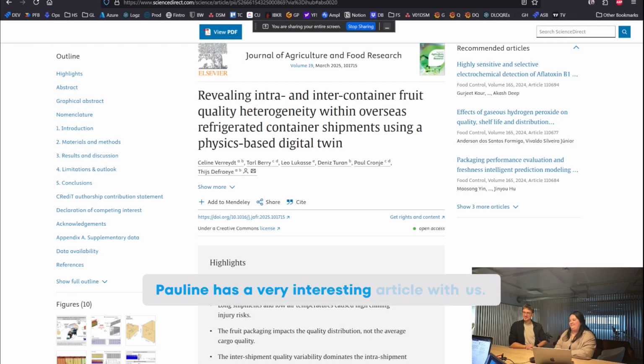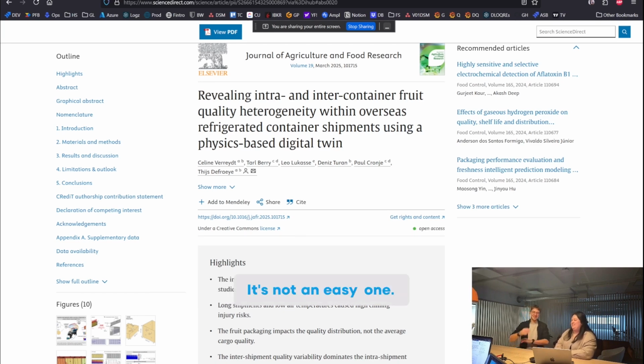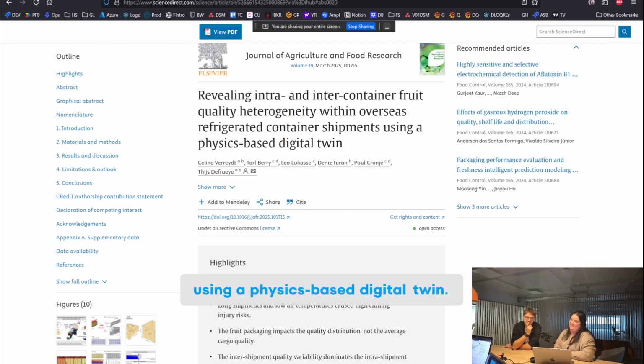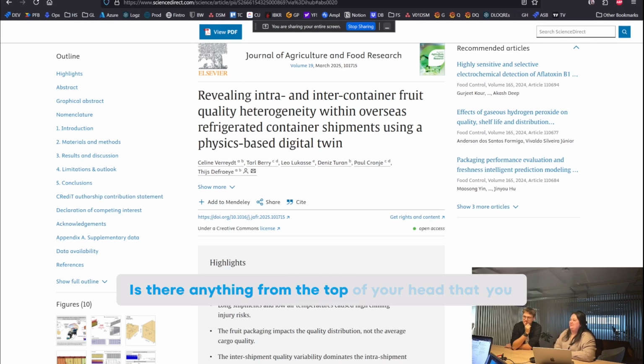Pauline has a very interesting article with us, and it's here on the screen, revealing intra and intercontainer fruit quality heterogeneity. It's not an easy one. No, it's not. Within overseas refrigerated container shipment using a physics-based digital twin. Those are a lot of words. Yeah. Is there anything from the top of your head that you would like to say about this subject?